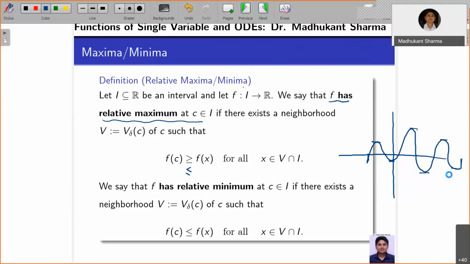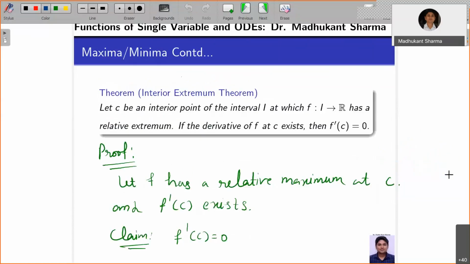So, the interior extremum theorem, what it says, you need to be careful about the conditions here. Let C be an interior point of the interval. Please note that C is an interior point of the interval. It is not the boundary point. If you have the closed interval A to B, C is neither A nor B. It is a point inside the open interval AB.